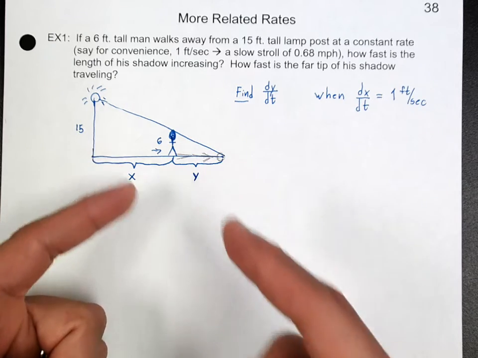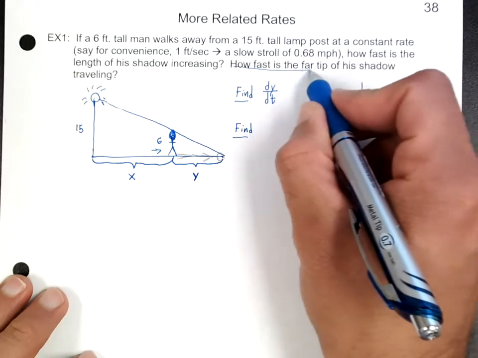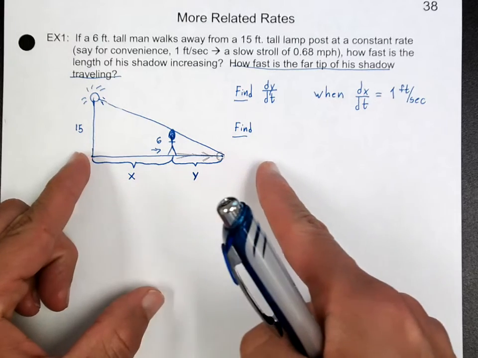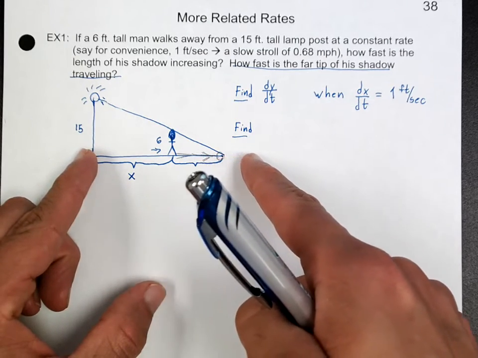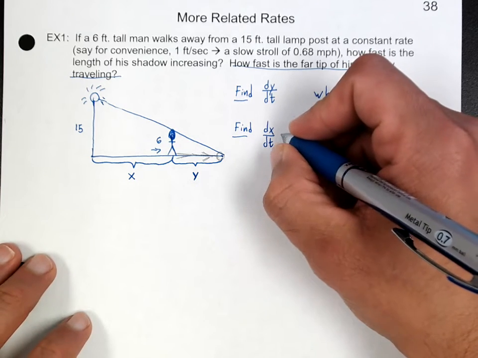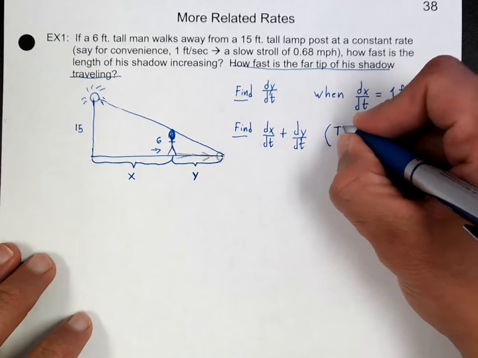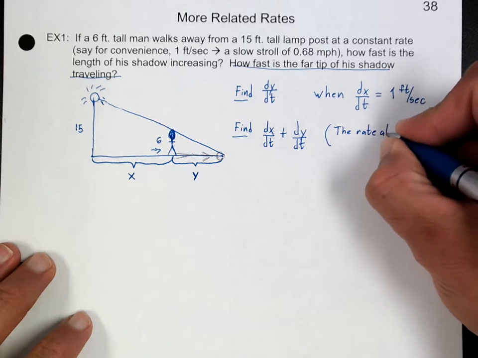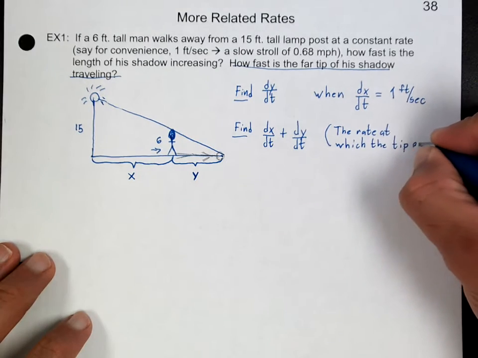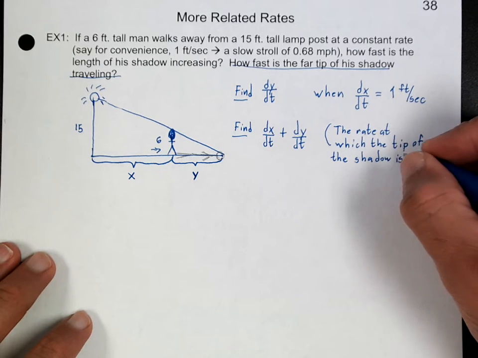Notice that this is positive only because the length of x is increasing. Now the second part that I'm finding is asking me to find how fast the far tip of the shadow is traveling. To figure that out, I need to figure out how fast both of these are changing. How fast is this length of the shadow changing? To do that, I add the rate at which the guy is walking plus the speed at which the shadow is lengthening. Again, this is the rate at which the tip of the shadow is traveling.